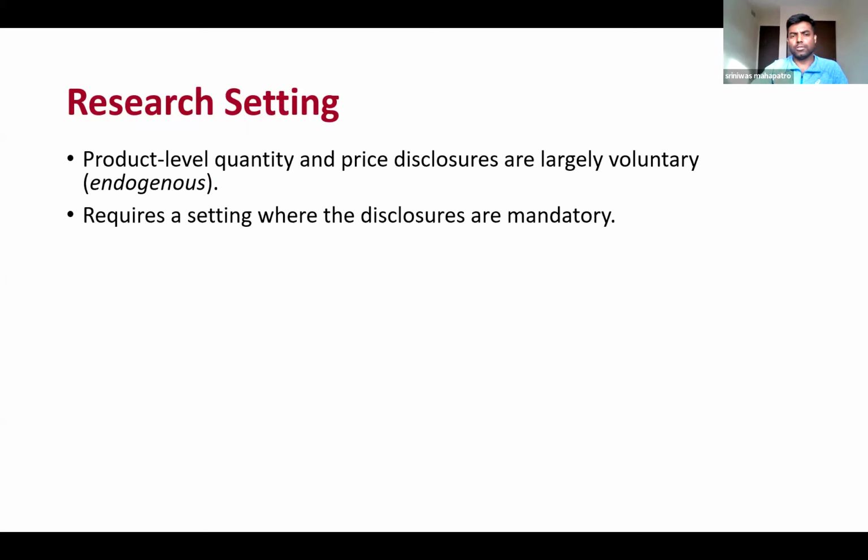The research setting that we have here is not very straightforward because, as I said earlier, the product level quantity and price disclosures are largely voluntary. Because they are voluntary, companies can do it when it's in their favor to do so, or otherwise they can stop disclosing it. Very few companies actually do it religiously. I think Caterpillar is one such company which gives a very good breakup of product level growth and price level changes. Given that it is endogenous, it's difficult to assess what the impact is. And so we need a setting where the disclosures are mandated.